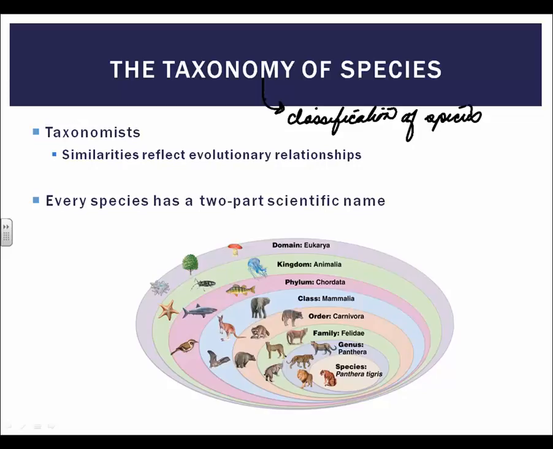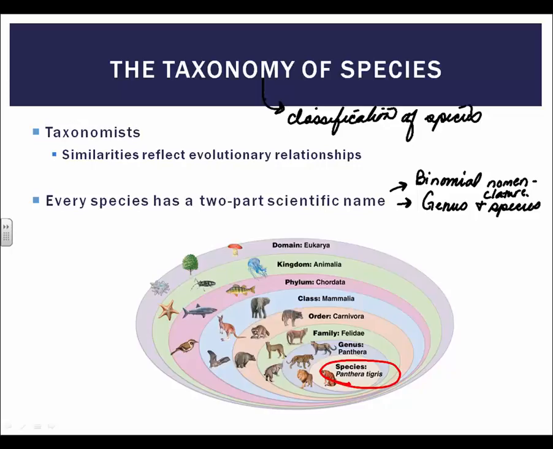So the scientific name consists of the genus and species. And we call this 2-name system binomial nomenclature. So here on the bottom, we can see the scientific name for the tiger, Panthera tigris.